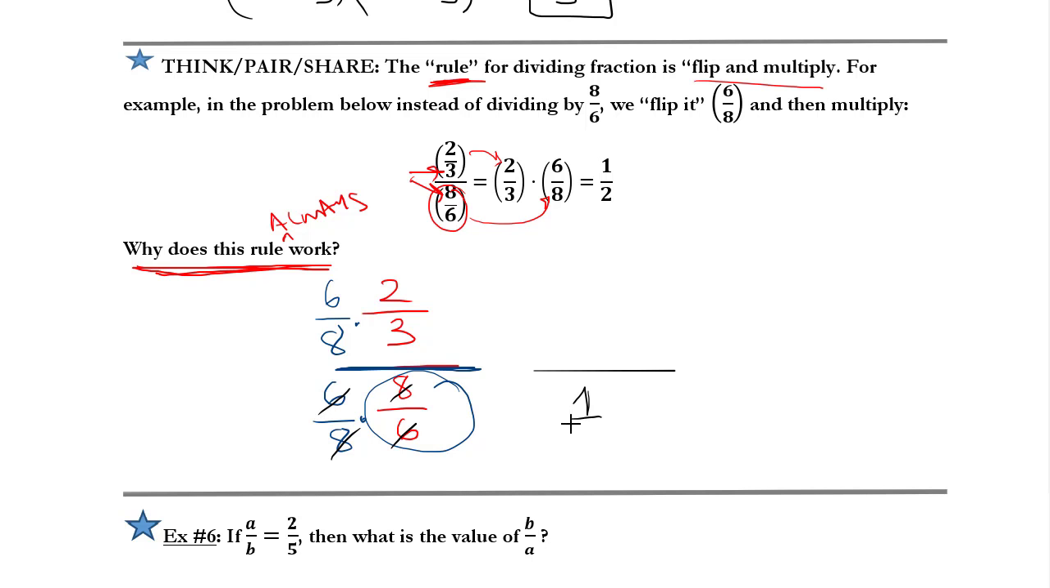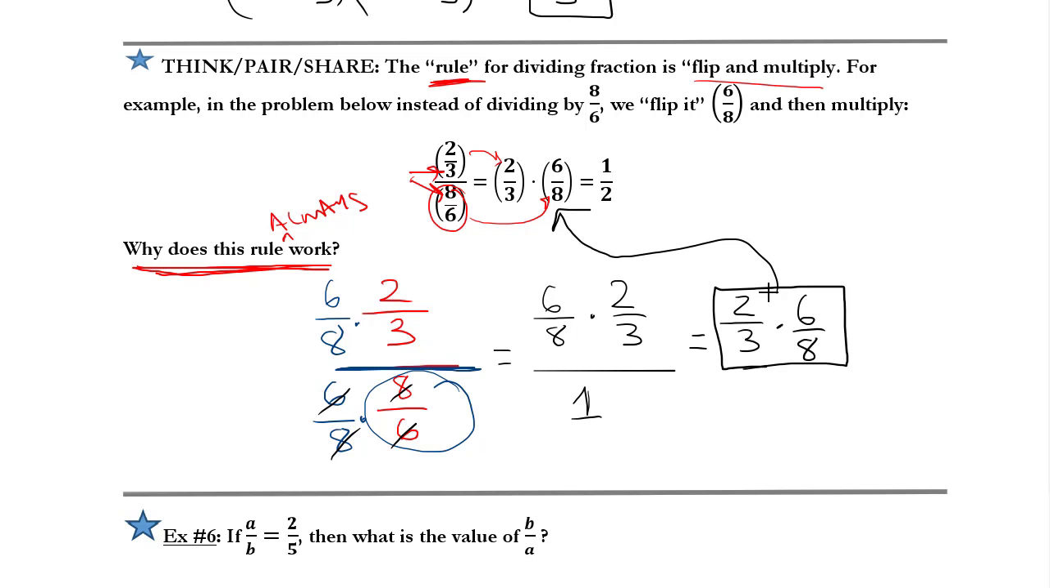Okay, so I'll just leave it there for now. And on the top, what do I have? I have my 6/8 times 2/3. And again, anything divided by 1 is just the thing itself. So I can rewrite this, flipping the order in which I'm multiplying, which I can do, as 2/3 times 6/8. And I'll be darned, that's our flip and multiply algorithm right there. So that's one way to reason about it. When we use this pattern of flipping and multiplying, really what we're doing is multiplying the numerator and denominator by the reciprocal of the denominator in order to turn it into 1 so we can just ignore it. That's the big idea.